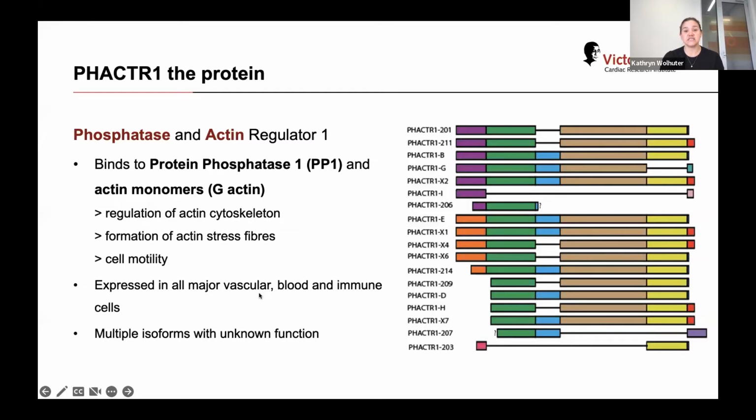Now, factor 1 is expressed in most tissues within the body, predominantly in the brain, but also in major vascular tissues and blood and immune cells. And to complicate our lives, there are a lot of isoforms of factor 1. Within our lab, we've discovered at least 21 different transcripts, 18 of which encode for a protein product. But for the purposes of today, I'll be concentrating on this factor 201, which most people regard as full length or the kind of common factor 1 transcript.